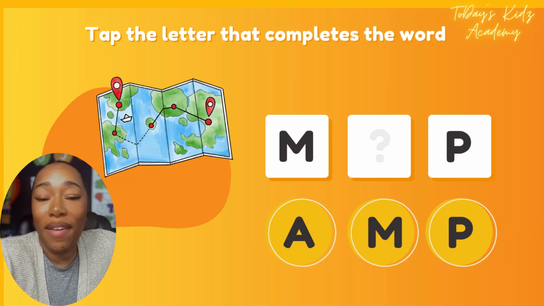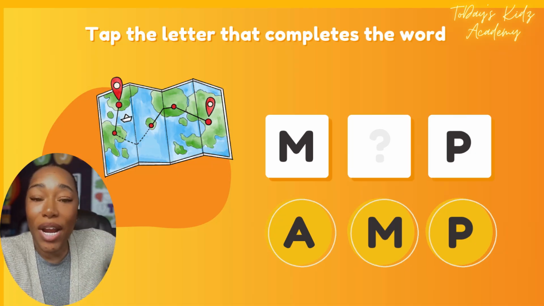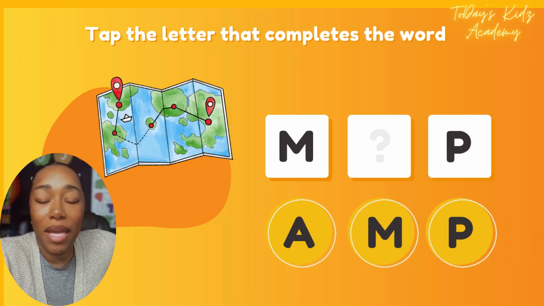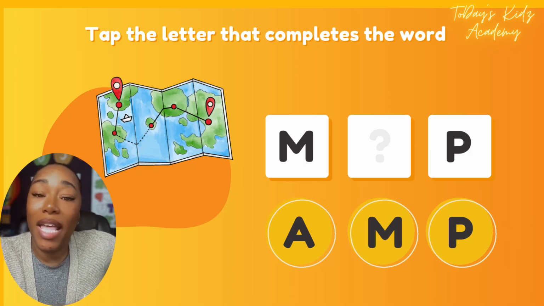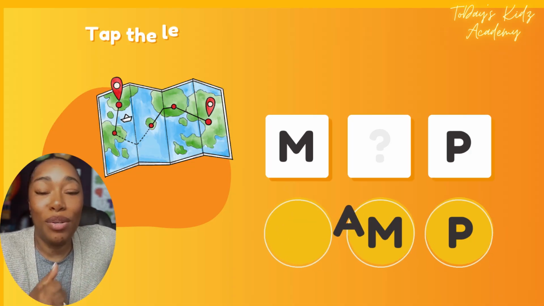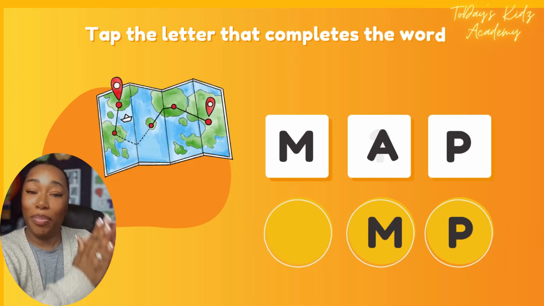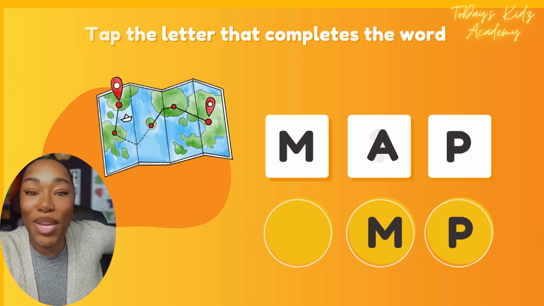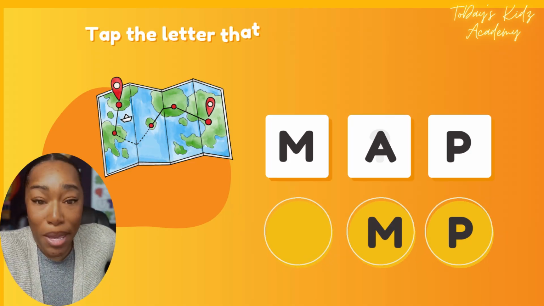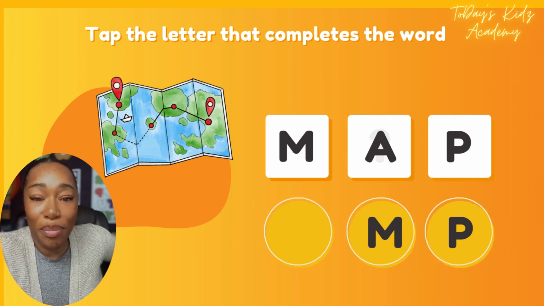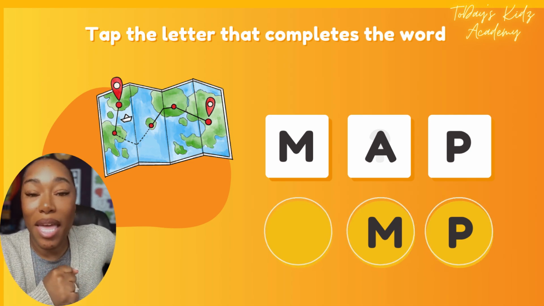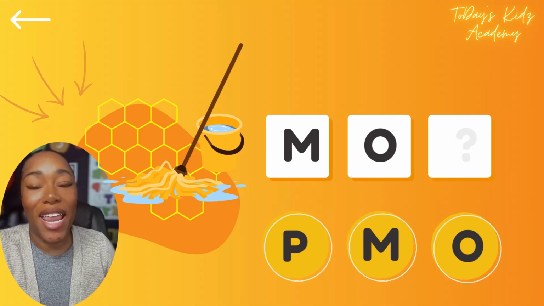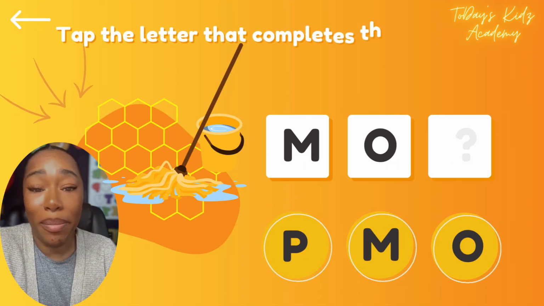Tap the screen if you know the missing letter in map. Map. If you know the missing letter in map, tap the screen. If you chose the letter A, you're right. Now let's spell map together. M-A-P. Map.